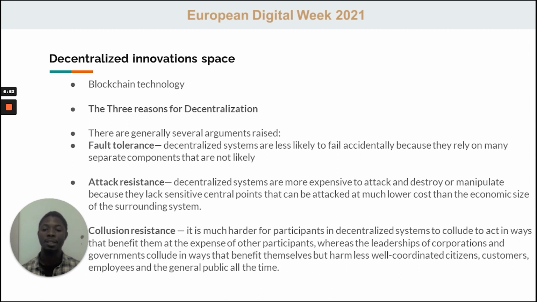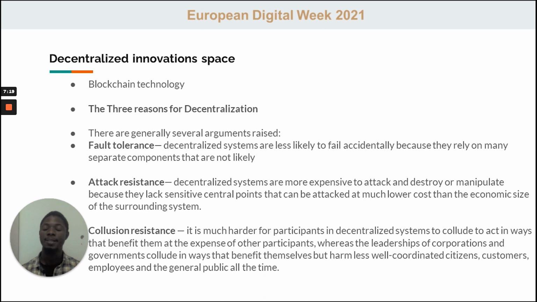And the first one is fault tolerance. Fault tolerance is one of the aspects raising the issue of moving towards decentralization. In a decentralized system, it is less likely to fail accidentally because they rely on separate components that are not likely to fail. That's why we move to decentralization, because of fault tolerance.